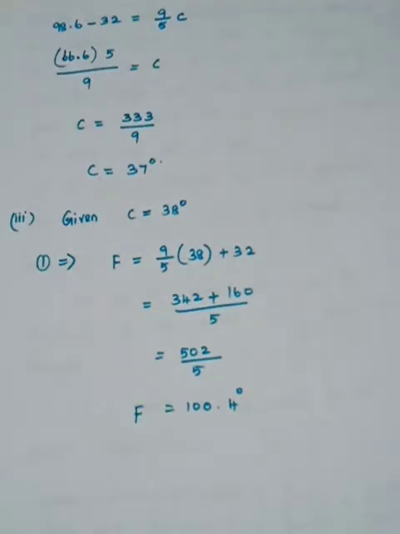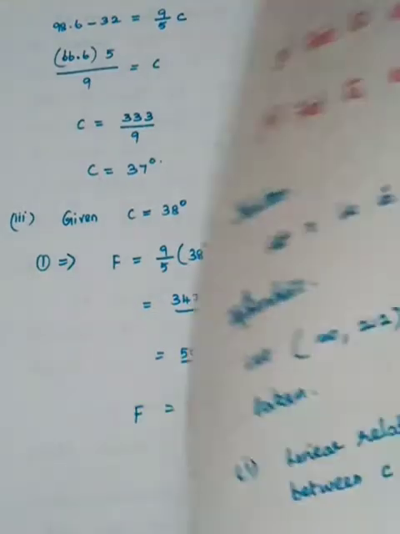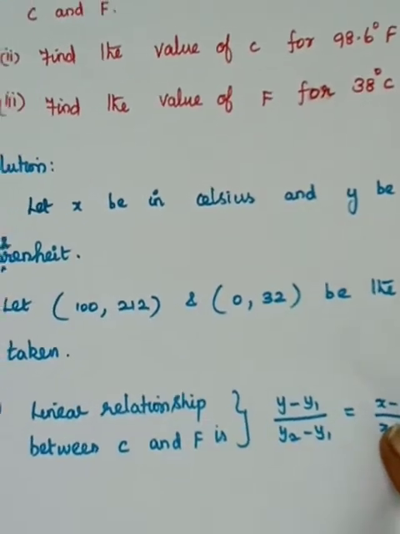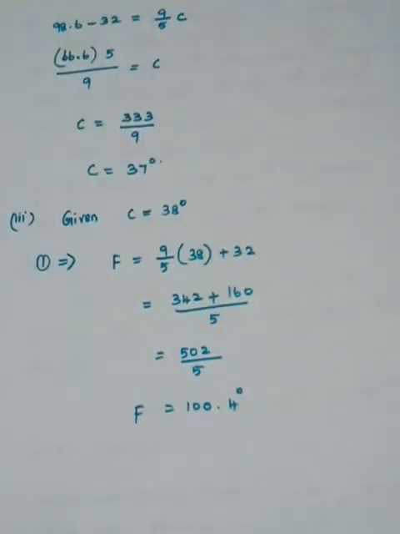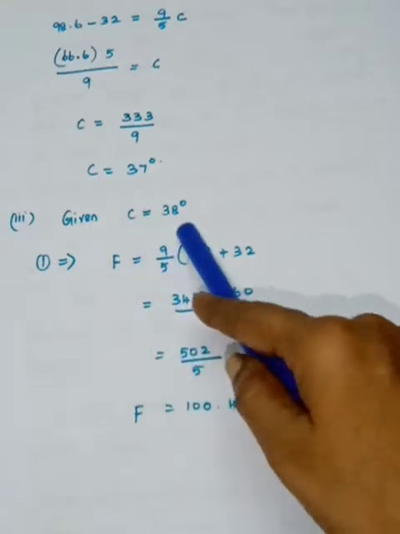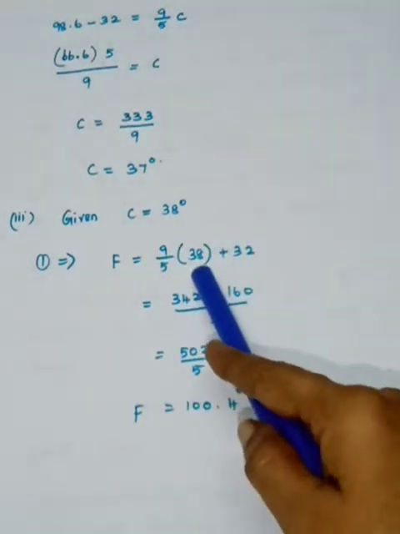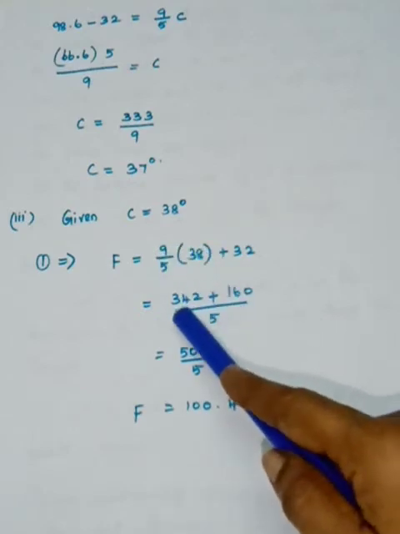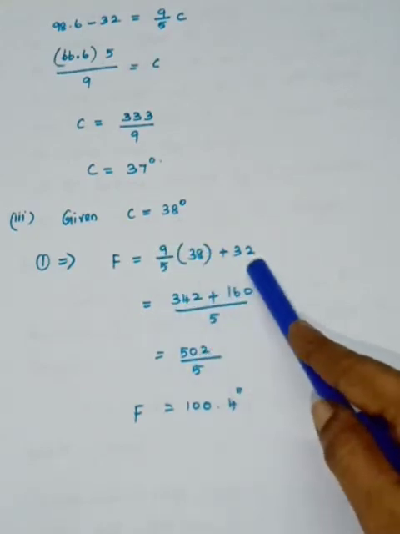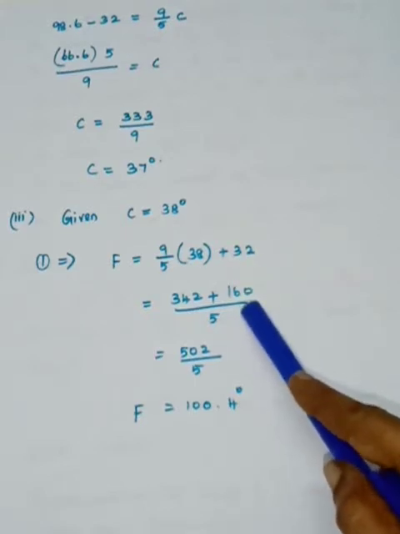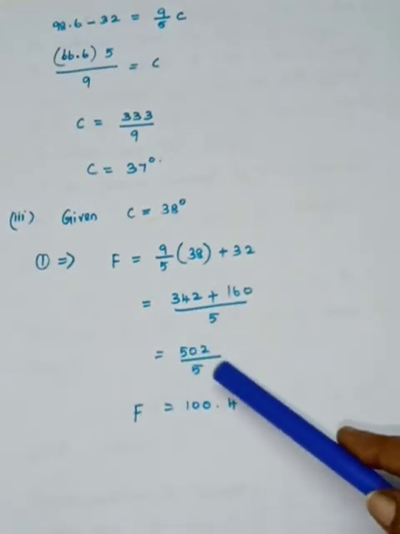So coming to the next subdivision, find the value of F for 38 degrees Celsius. So the Celsius measure is given. So you have to substitute C is equal to 38 degrees in the first equation. So in the place of C, you have to substitute 38. 9 into 38 is 342. If you take the LCM, it is 5. So 32 into 5 is 160. If you add, it is 502 divided by 5.